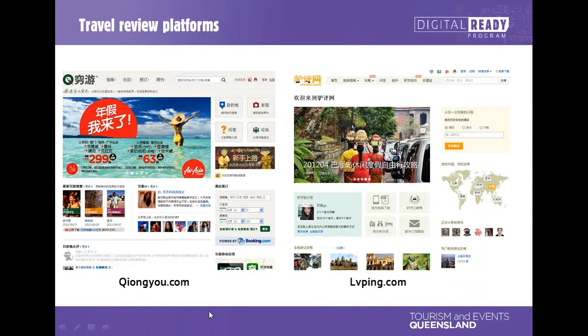As I mentioned before, the travel review platforms, they've got those as well. These are the two big ones in China, Luping, the one on the right, and Shongyu on the left. They're the two big ones, very much like TripAdvisor. TripAdvisor does have an equivalent in China, called DAO, and it is owned and managed by TripAdvisor. It still has the same look and feel as their Western site, but it's obviously in Chinese. So these are all the things that you need to consider if you're going to run in the Chinese market.